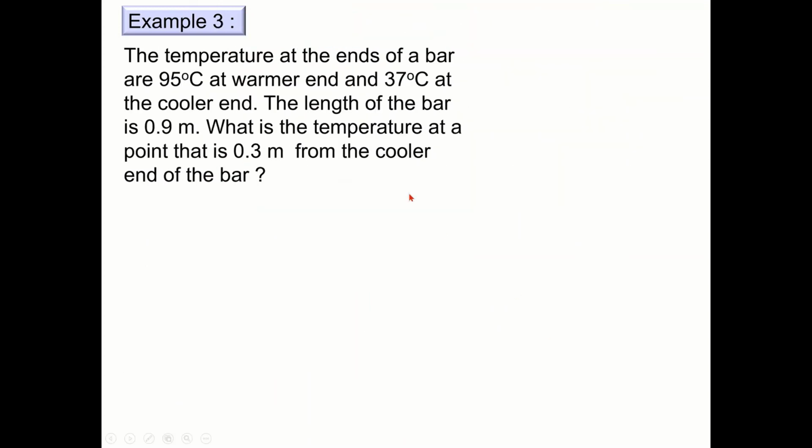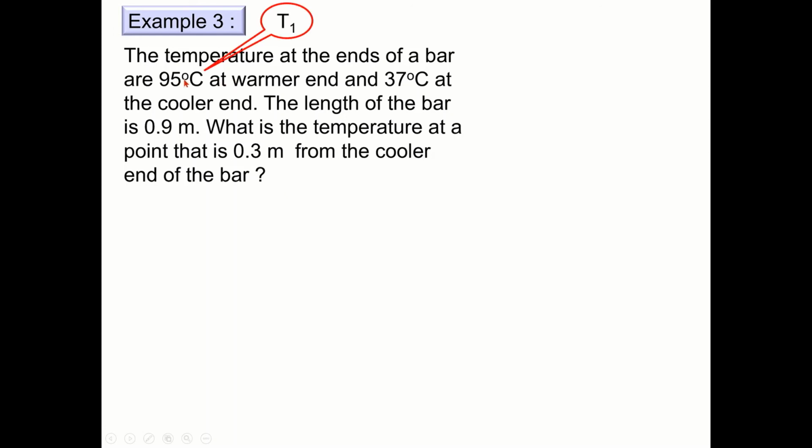Okay, the last example to be discussed, we read the question together. The temperature at the ends of a bar are 95 degrees Celsius at the warmer end and 37 degrees Celsius at the cooler end. The length of the bar is 0.9 meter. What is the temperature at a point that is 0.3 meter from the cooler end of the bar?